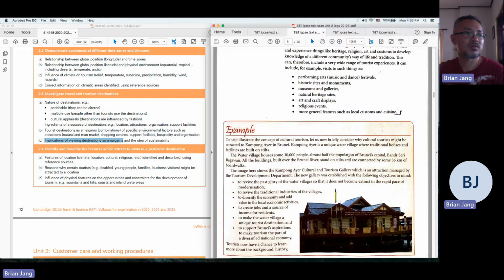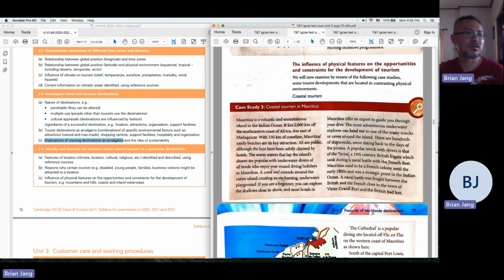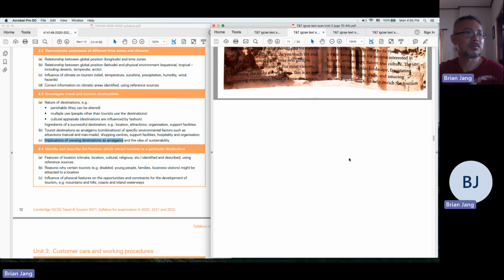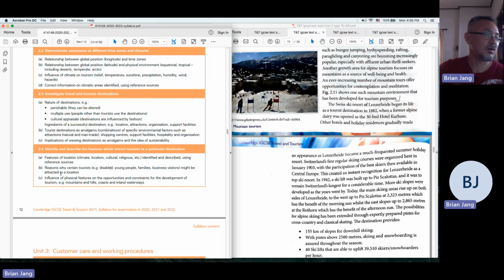Different types of tourism: cultural tourism. What else do we have here? Business tourism, coastal tourism, mountain tourism, right? All the way to the end, you have all these different types of tourisms. These are all different physical features. These are all different reasons. And all of these different destinations have different climates.